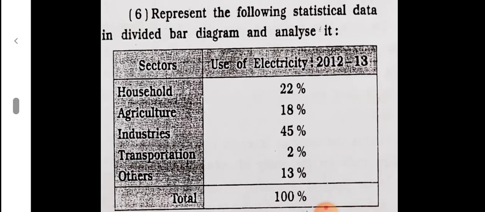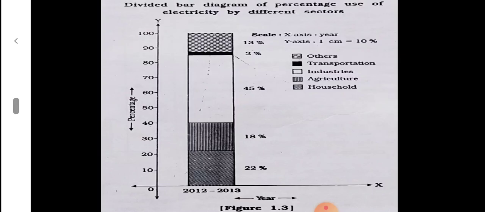Now move on to the diagram of divided bar diagram. First point is in the figure 1.3, total production of electricity in the year 2012-13 is shown on x-axis and percentage of use of electricity on y-axis.